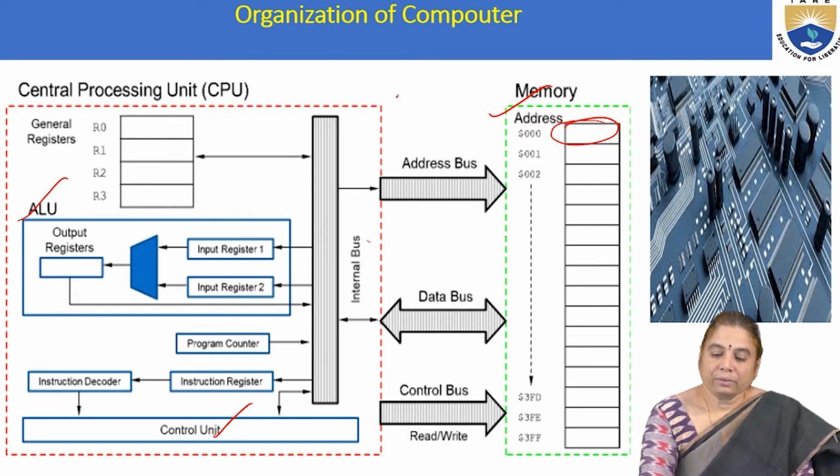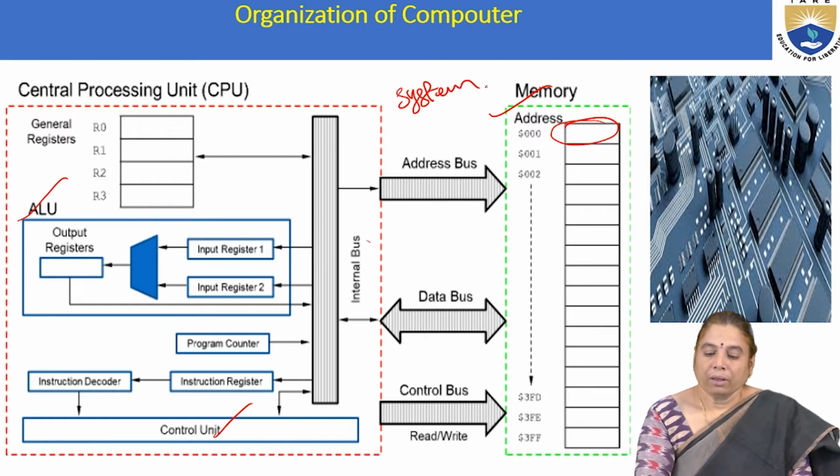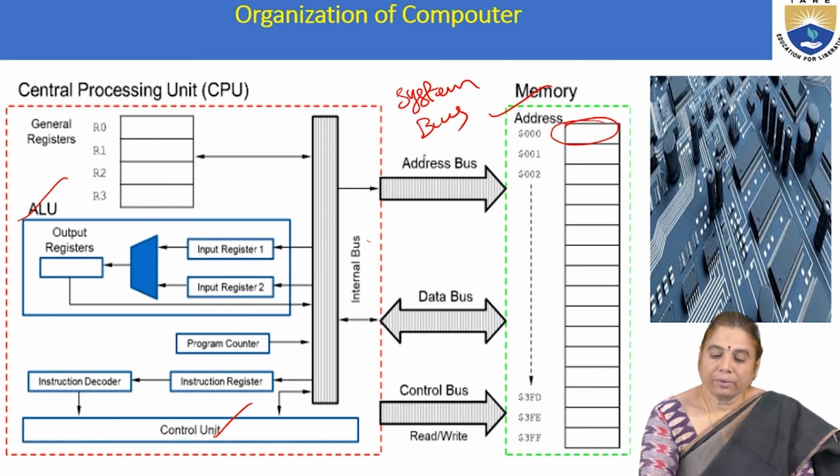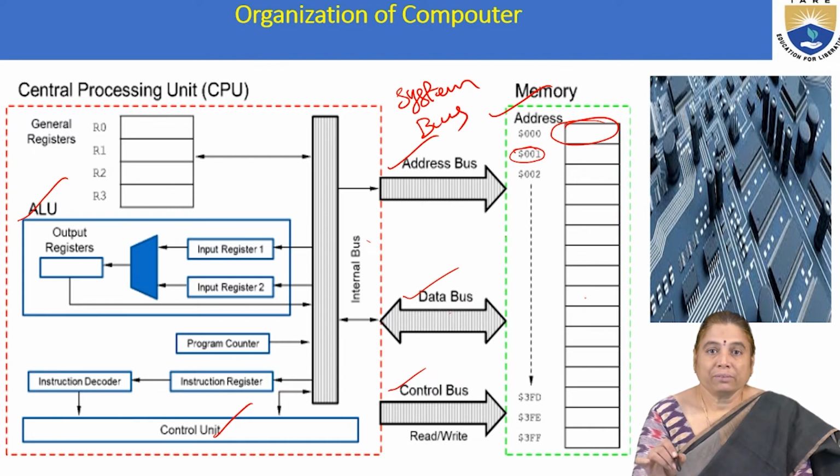The external system bus can have 3 buses. One is the address bus, second one the data bus, third one the control bus. Address bus is used to carry the address or location of the memory. Data bus carries what data has to be read or written from the memory. Control bus specifies what operation is to be performed on the memory, either read or write operation.